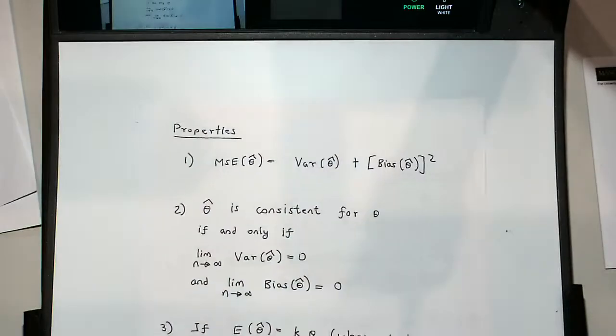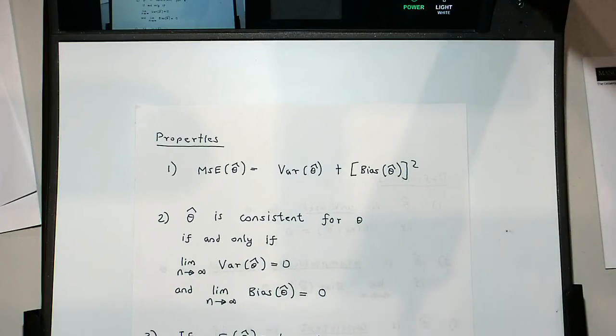Now some properties. Property 1 says that it can be proved that the MSE can be written as the variance plus the square of the bias. I'll give you a proof of it later, right? And the second property is that an estimator is consistent for theta if and only if the limit of the variance is 0 and the limit of the bias is 0 too, right?